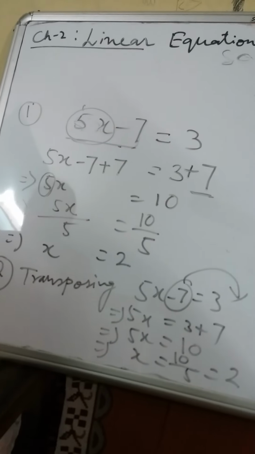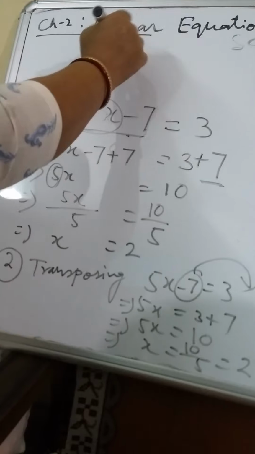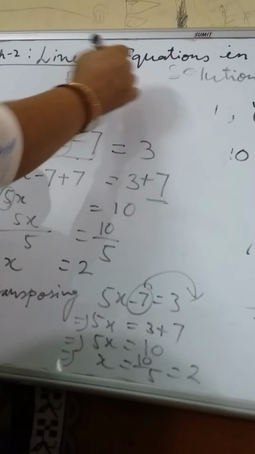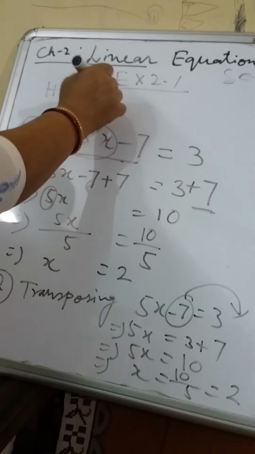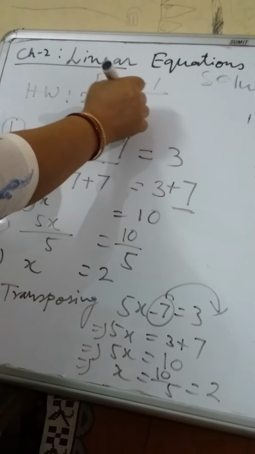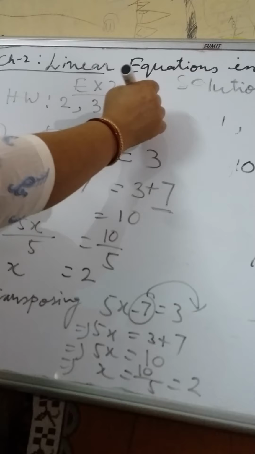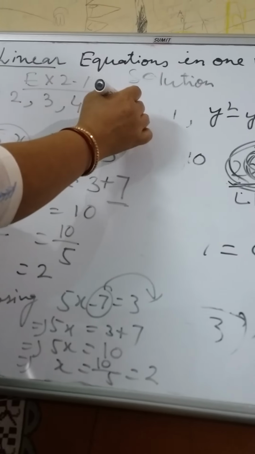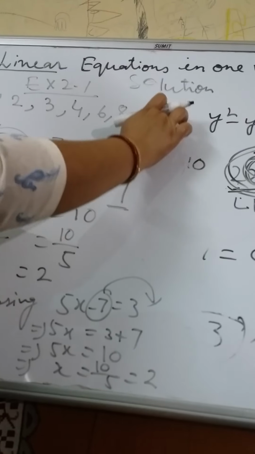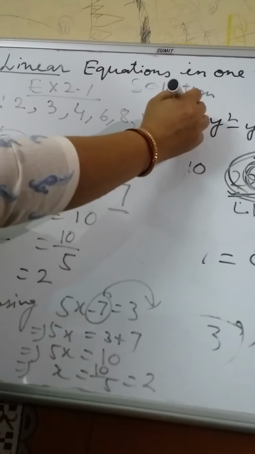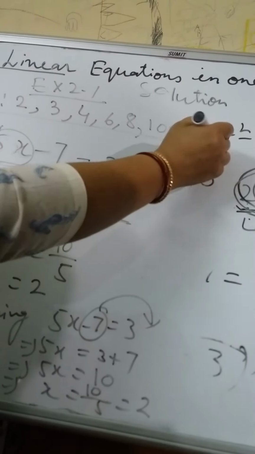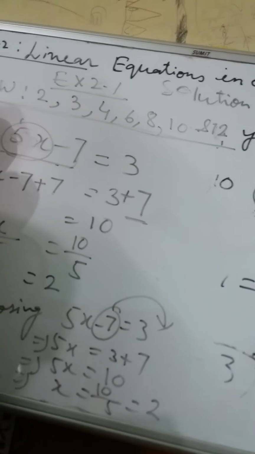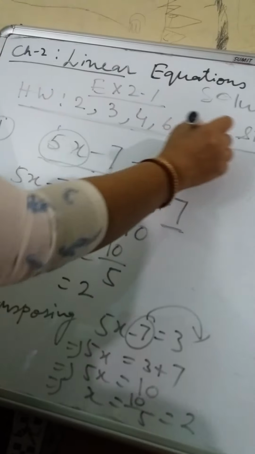Now you have to solve this exercise 2.1. Your homework will be question number 2, 3, 4, 6, 8, 10 and 12. You try this at your home. If you can't do it, ask me during the doubt session.